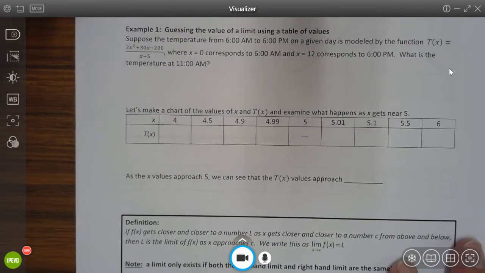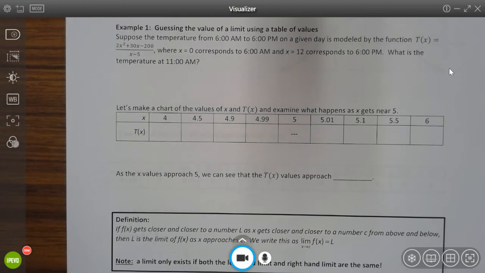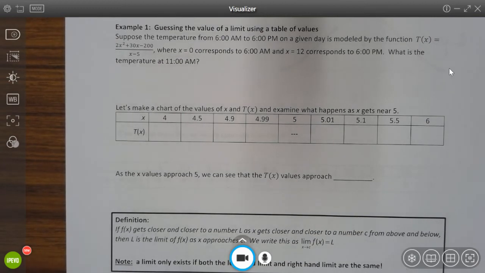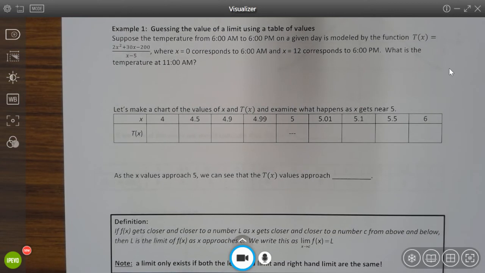So we'll talk about limits in terms of tables, and we'll review limits from graphs. So at the end of pre-calc, we had a little bit of an introduction to what a limit was. We're going to be talking about what a limit is in terms of a table. So we'll look to see what this is going to look like.